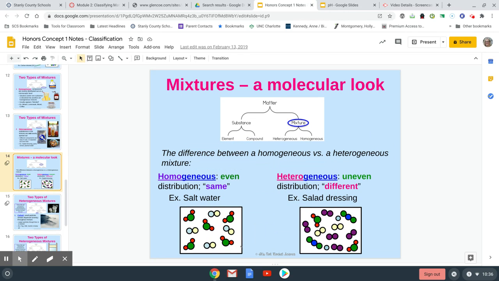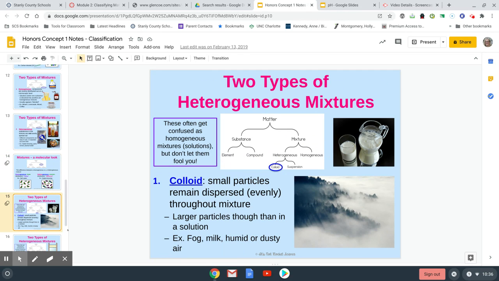All right, mixtures. So here is homogeneous. Notice we have about the same number of each different type of element or compound. Heterogeneous is uneven. There are different numbers of many different things. So that's sort of the picture of how you can tell those apart on the molecular level. Again, pictures like this are going to come in handy on the assignment you're going to do.